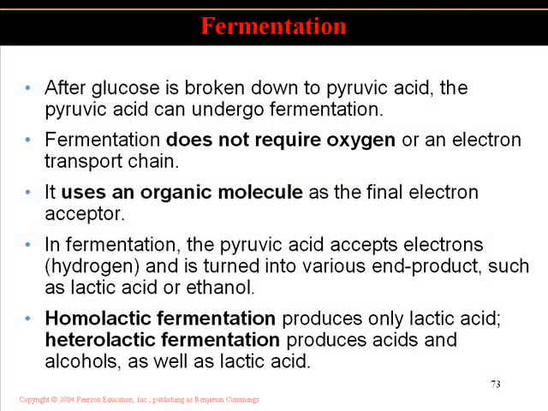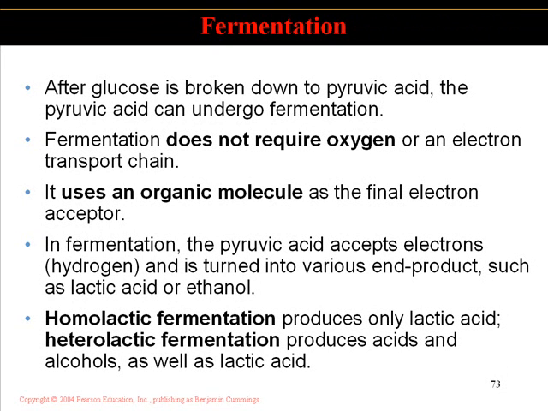Now, fermentation. Fermentation is a little bit of a different process, but it's an alternative pathway that's used to produce energy in some organisms. After glucose is broken down into pyruvic acid, the pyruvic acid can undergo fermentation. Fermentation doesn't require oxygen, and neither does it require the electron transport chain, as we talked about, that takes place inside the membrane. In fermentation, pyruvic acid accepts electrons, hydrogen, and then it turns into various end products such as lactic acid and ethanol.